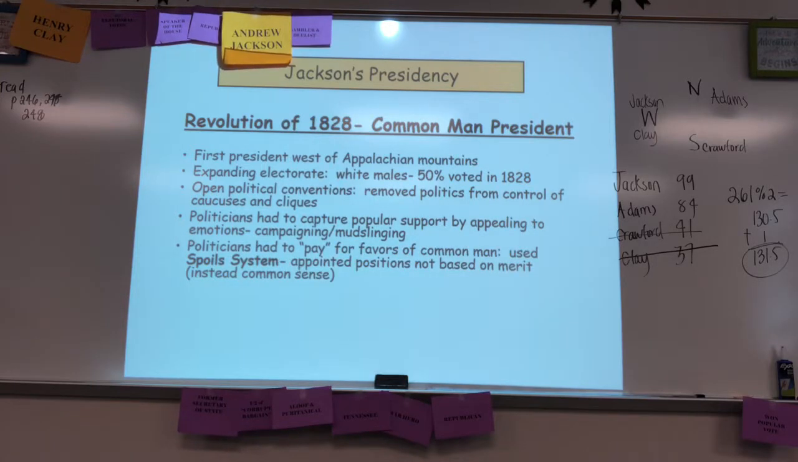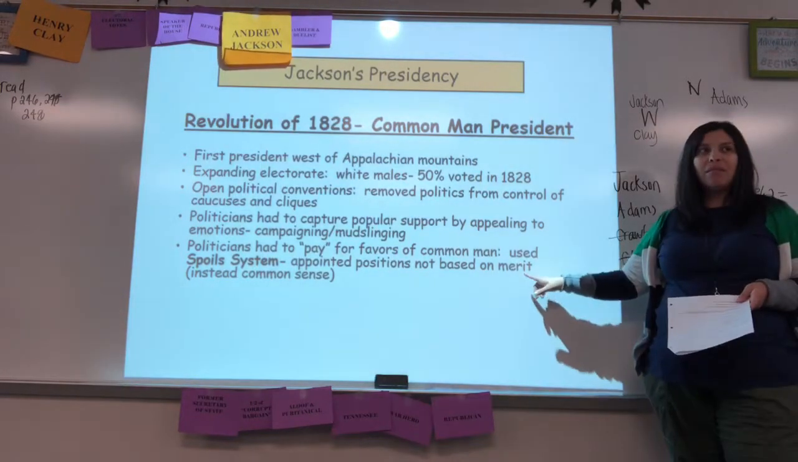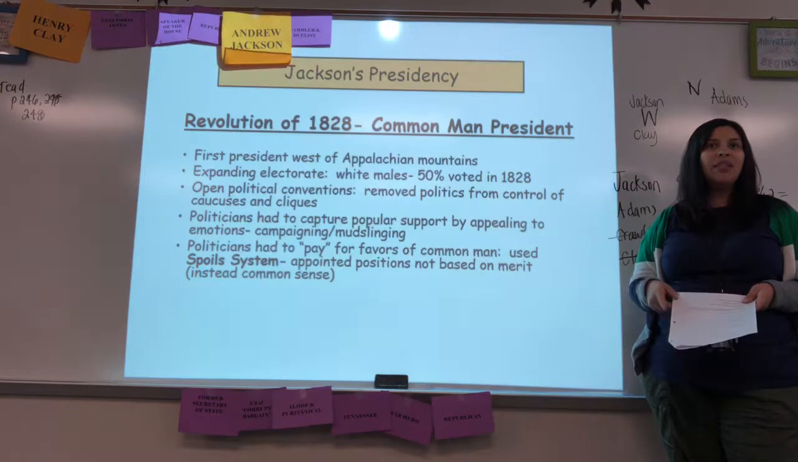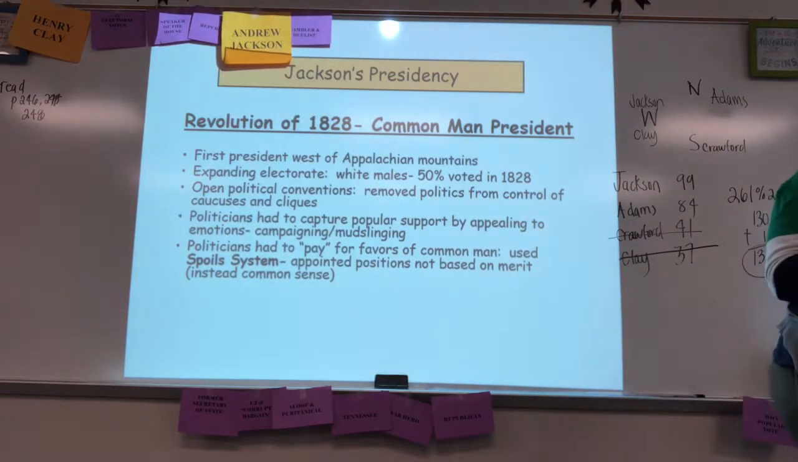One of our questions says, what is the purpose of the spoil system? It is used to appoint people, not based on merit, intelligence, but on common sense. Whoever helped you get there, you give jobs to your friends. Do you think they're the most qualified? So what's happening to our government? Is it going to be the most efficient? No, our government is going to go to shambles at this time because of the spoils system.